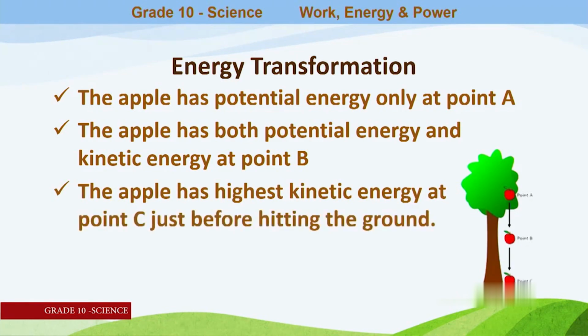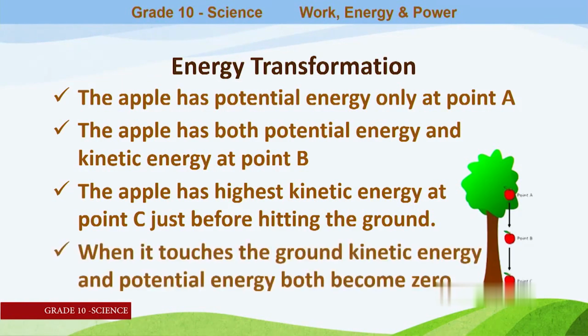The apple has the highest kinetic energy at point C, just before the apple hits the ground. So, what happens when the apple touches the ground? The kinetic energy and potential energy of the apple both become 0 once it hits the ground.